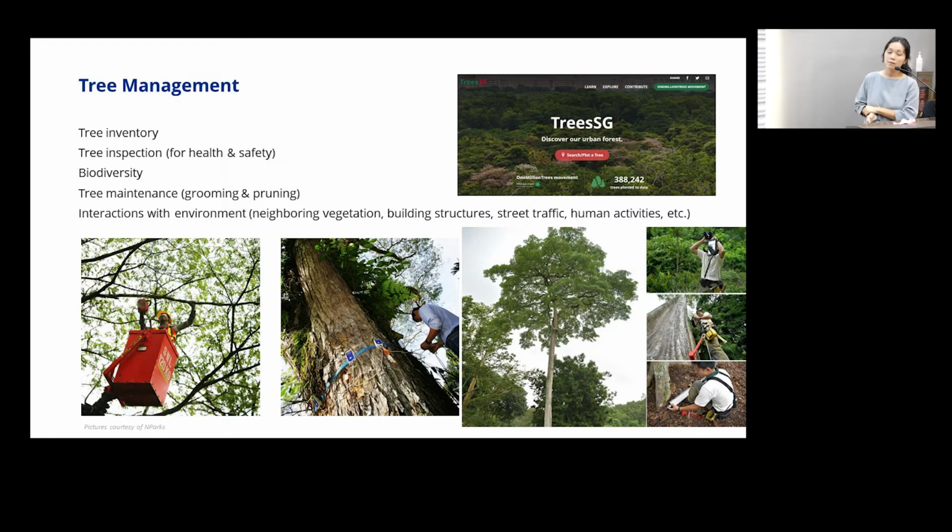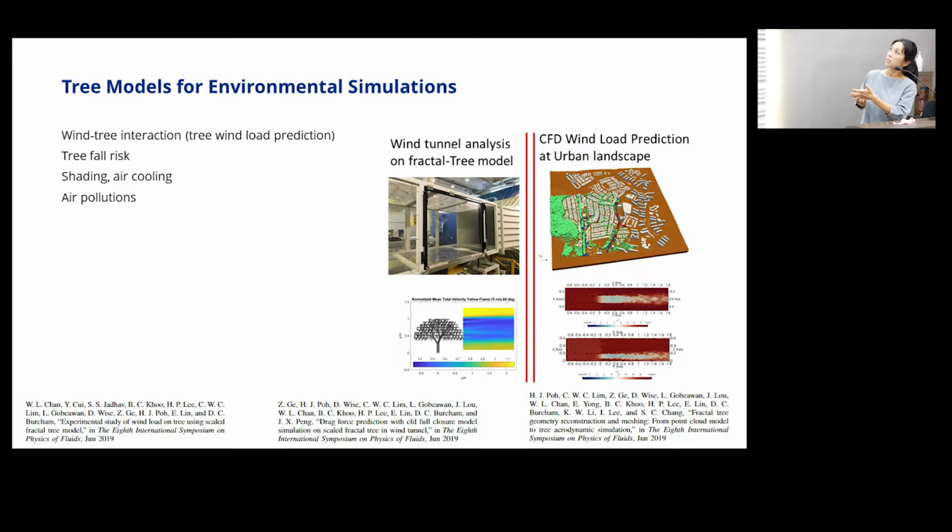This is another very interesting study that IHPC, as well as NUS and HDB, have been doing on environmental simulation. What you see here is that we use these tree models, the species models that we generated, and they were printed in 3D and put in the wind tunnel, to find out the wind load for different species of trees in the street context. Hopefully this will give us an idea of any tree fall risk, and not only this, but also other environmental studies such as shading, air cooling, air pollution, and many more that we can think of.